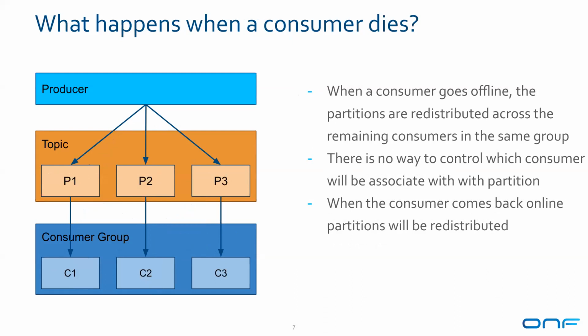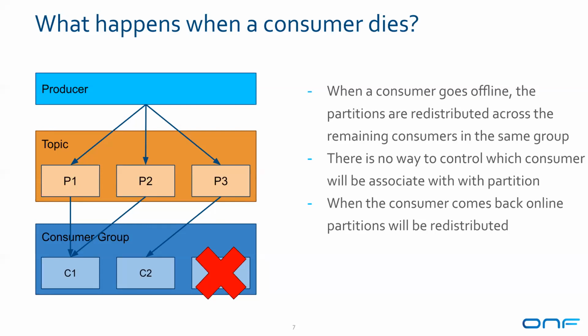So when we restart or shut down a consumer for any reason, the association between the partitions and the consumers is calculated again, and so the messages will be distributed across the remaining consumers in the same group. Now, there is probably an algorithm that decides that, but in my testing, this looks pretty random. It's hard to predict. So for the time being, there is no way for us to control which consumer will be associated with which partition.